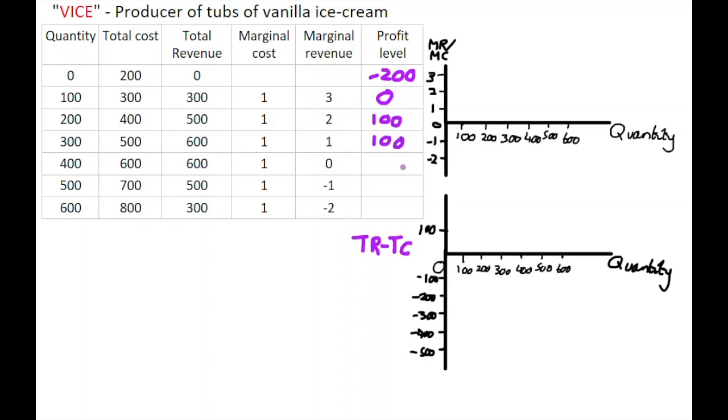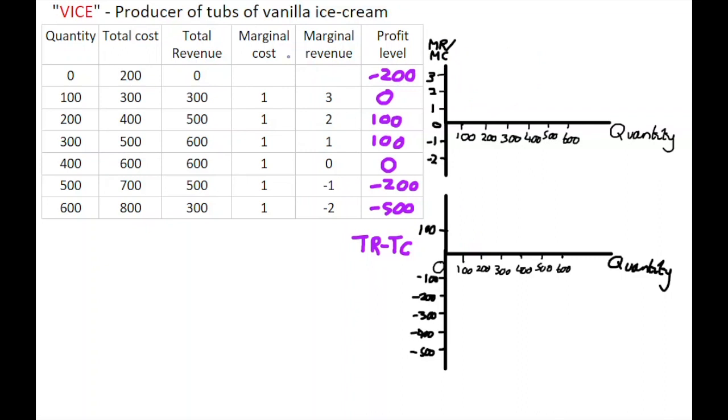600 minus 600 gives us 0. 500 minus 700 gives us minus 200. And 300 minus 800 gives us minus 500. So here we've worked out the profit levels of our firm. What we want to do is translate these onto a graph where we show both marginal revenue and marginal cost on the top graph up here, and then we translate this into a profit level on the bottom graph.